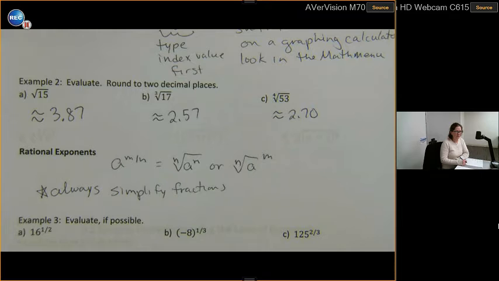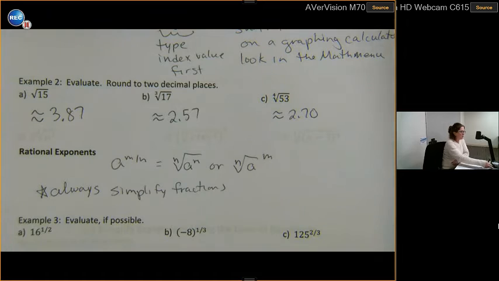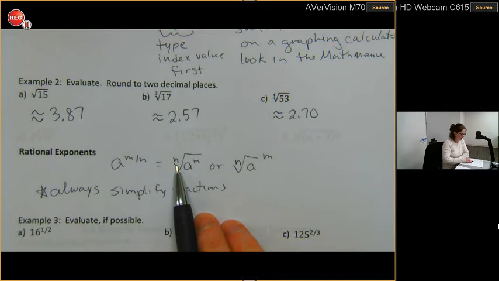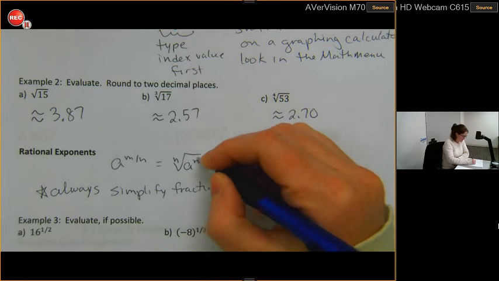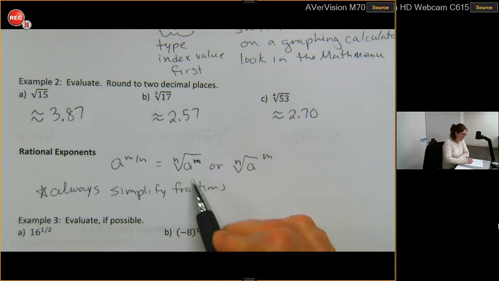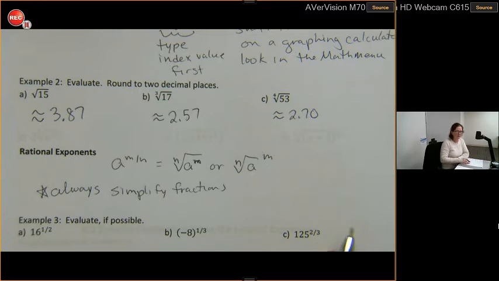Rational exponents. Rational means fraction. So my exponent is a fraction. What rational exponents mean is just another way of expressing a radical. So the denominator is the index, and the numerator is the exponent. So the exponent can be written underneath the radical or outside the radical. Just always make sure you simplify your fractions.